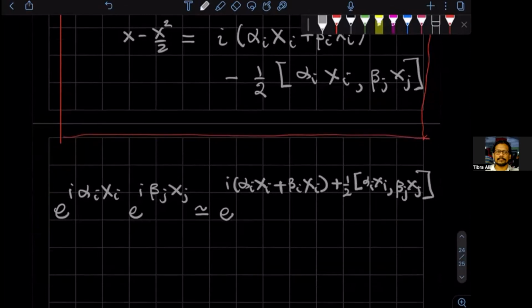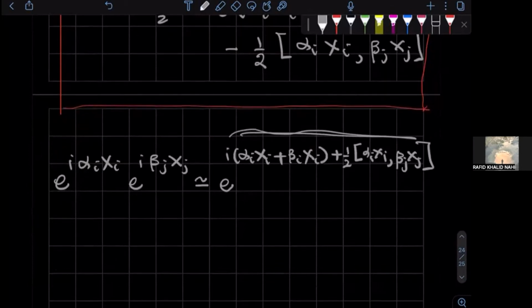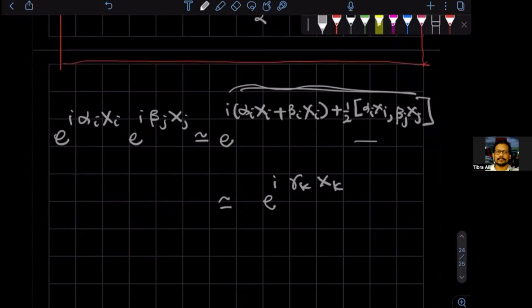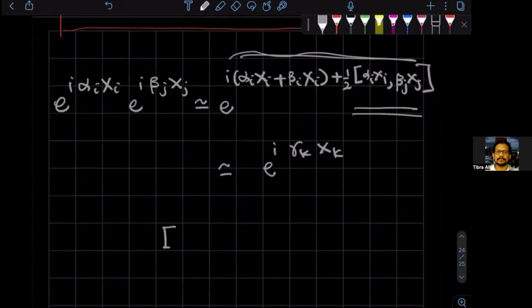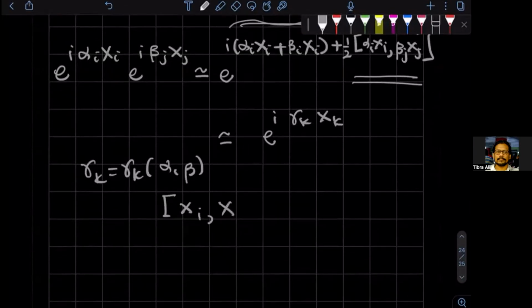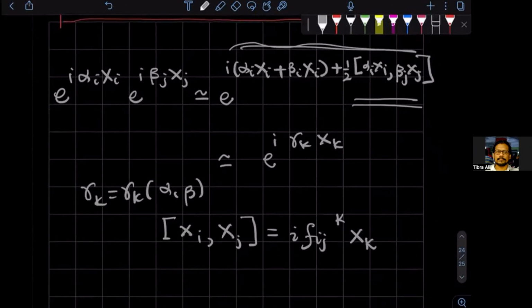But by the group closure property, this should be linear in xi, that this should be e to the power i gamma_k times xi_k. So this will only be true if the commutator, for some gamma_k which is a function of alpha and beta, the commutator of xi_i and xi_j is a linear combination of xi_k, right? By the group closure property, this must be the case.